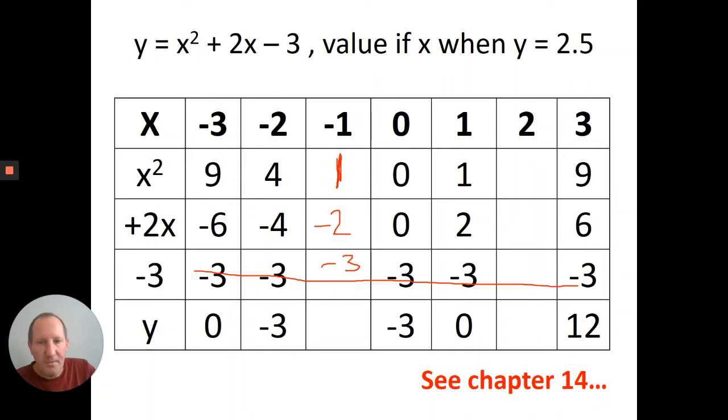Now put them together. So I've got x squared, 1, add on 2x. So I'm going to add on minus 2, and then I'm going to take away 3. Some people prefer to have that as 3 and then just take away that number in there. I'll leave you to work out which is easy for you to see. 1, add on minus 2 is minus 1, and then take away another 3 is going to be minus 4.